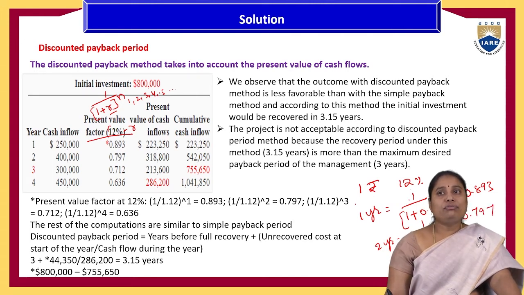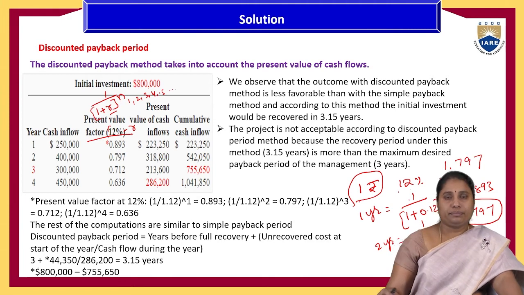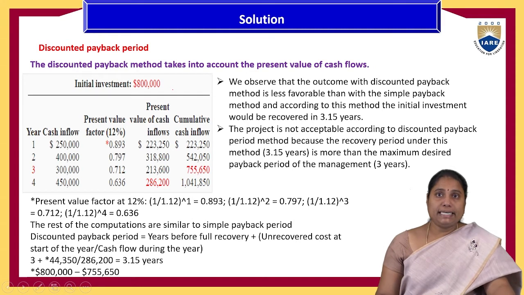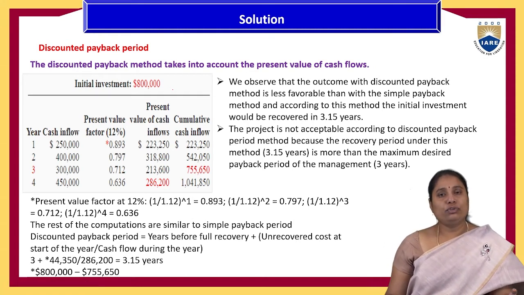Which means if you have 1 rupee today, then after 2 years you are going to get back 1.797. If after 2 years you get 0.797, it means that today's value is 1 rupee. So like this, the present value of these discount factors or these cash inflows will be calculated.